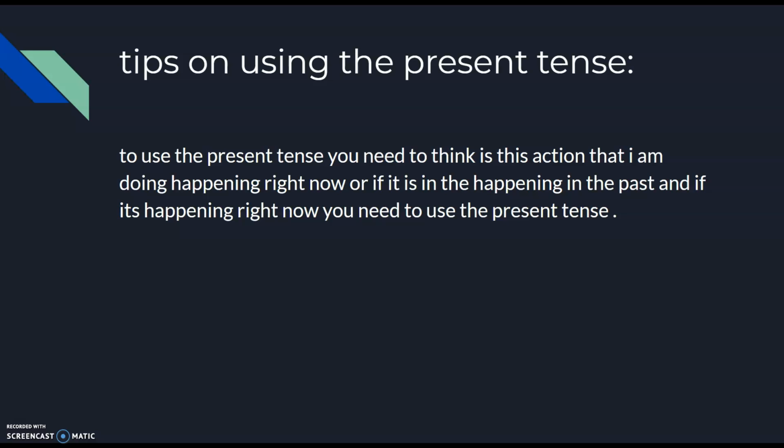Tips on using the present tense. To use the present tense, you need to think, is this action that I am doing happening right now? If it is happening right now, you have to use the correct tense and not use the ones for past or the others.